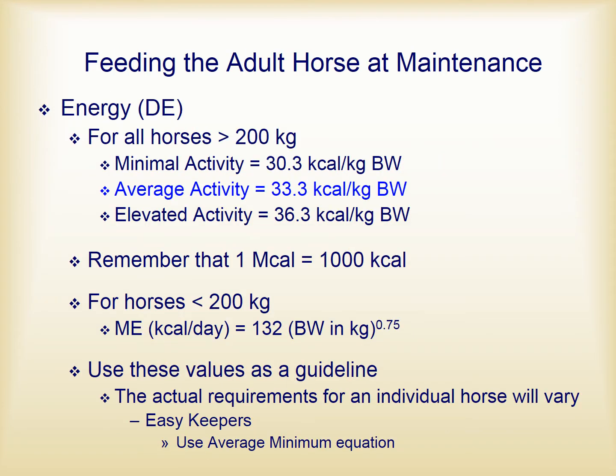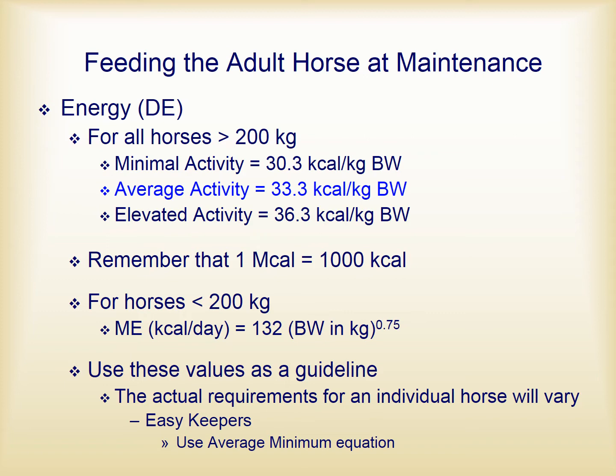Next, we'll move on to a discussion of energy. Using the NRC equations provided in the first bullet point, we can calculate the energy required at minimal activity, like a horse sits resting in a stall, average activity, which is the equation we would use most often, or elevated activity, which would be used for horses that are more active, maybe they're pacing a stall. It would also be appropriate for stallions. These NRC equations are appropriate for all horses that weigh greater than 200 kilograms.